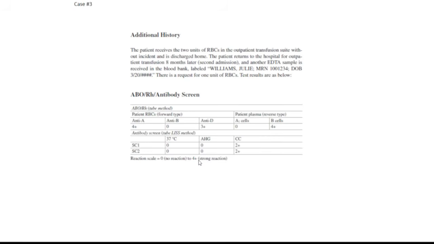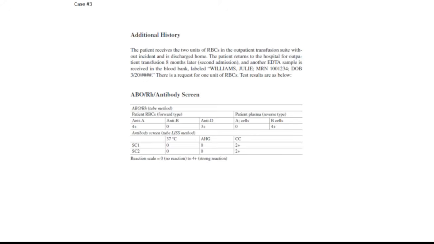So we have additional history here. The patient receives the 2 units of RBCs in the outpatient transfusion suite without incident and is discharged home. The patient returns to the hospital for outpatient transfusion 8 months later, which is now the second admission, and another EDTA sample is received in the blood bank labeled Williams, Julie, medical record 1001234, date of birth 3/20/1978. There was a request for 1 unit of RBCs. Test results are as below.